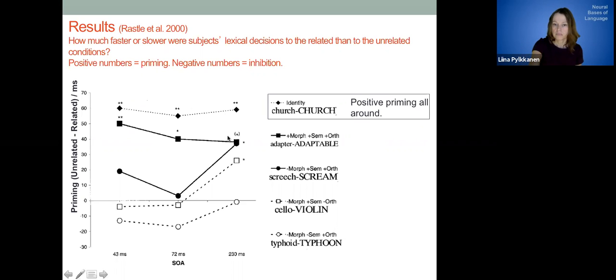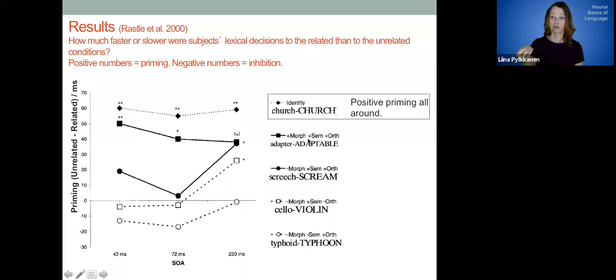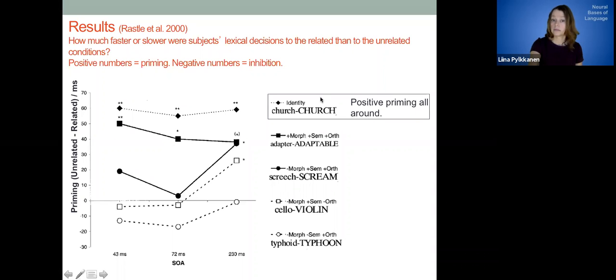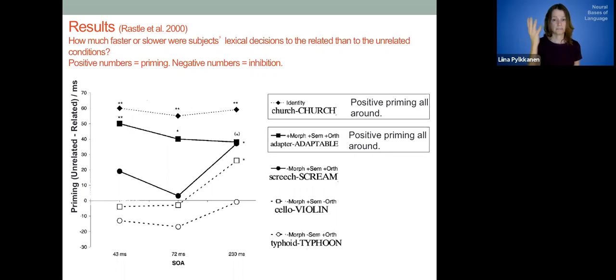Next we have the morphologically related case. Now you can see that it's a little bit lower than the identity priming. So it's not the same, but it is overall a similar pattern. Here we also have positive priming all around. So it's a pretty similar pattern.